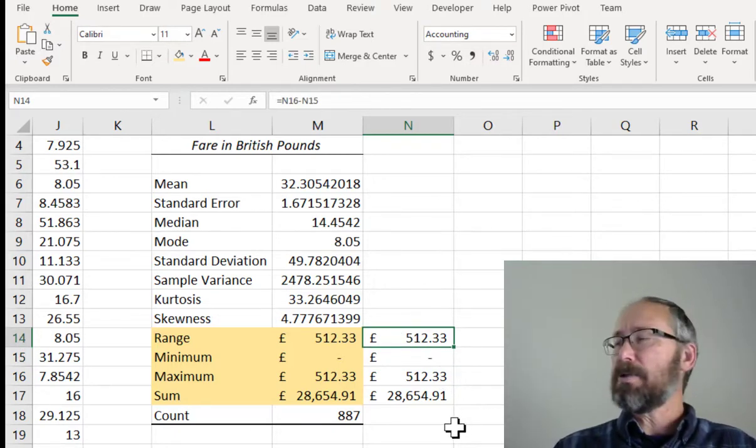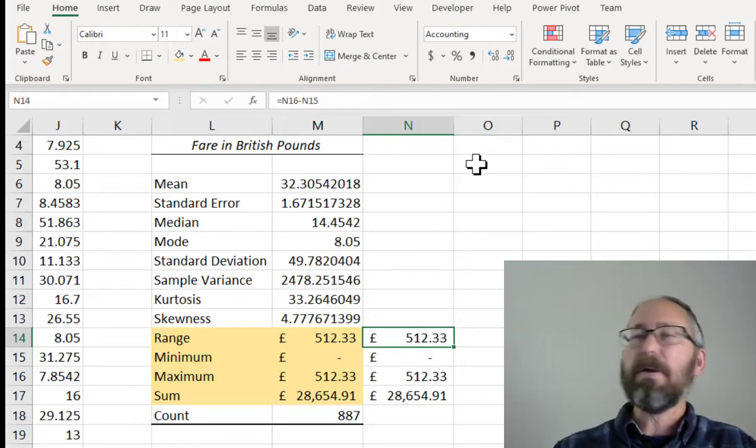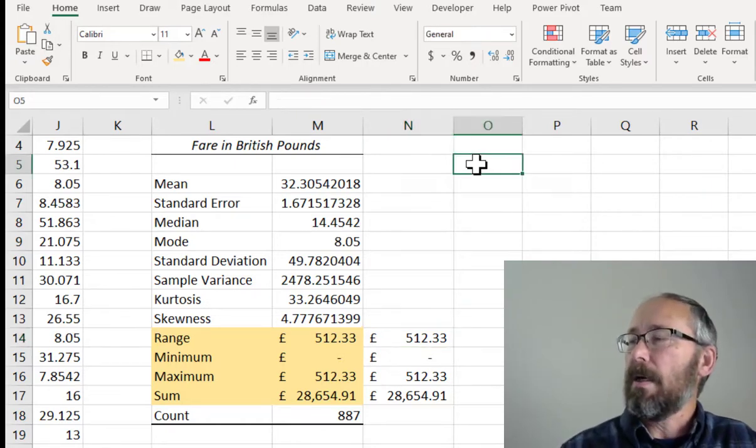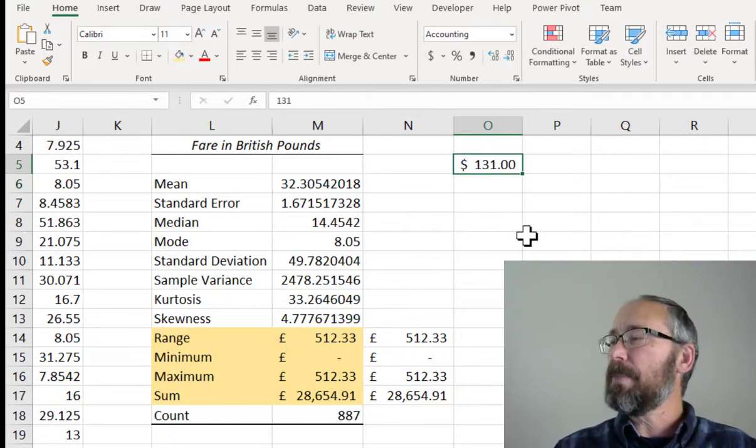Now, this is interesting for many reasons. Number one, it's in pounds, and that's a little bit difficult for me to identify with. It's also in pounds from 1911, so that's even harder to identify with. And in a previous video, I showed going out to a website and getting the conversion factor for that. The conversion factor into 2019 dollars, which was the last available information from that website, was $131. So 1 pound in 1911 equals $131 in 2019.